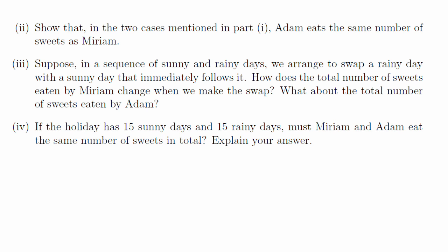Part 3, the effect of this swap is that Miriam eats an extra sweet because there's a sunny day earlier, but Adam also eats an extra sweet because the rainy day comes one later. Part 4, yes, start with the sunny days at the end and use the swaps to move them back in time. Adam and Miriam's totals start the same and increase by 1 for each swap, so the totals stay the same as each other.